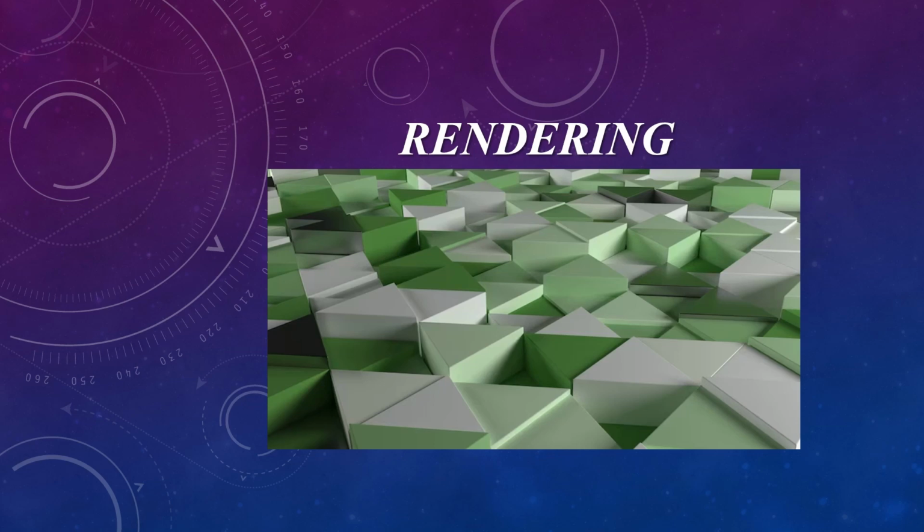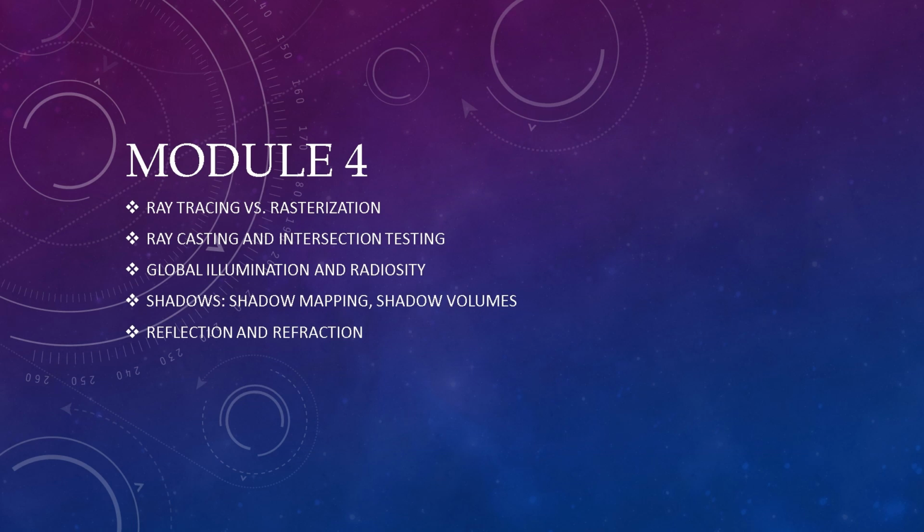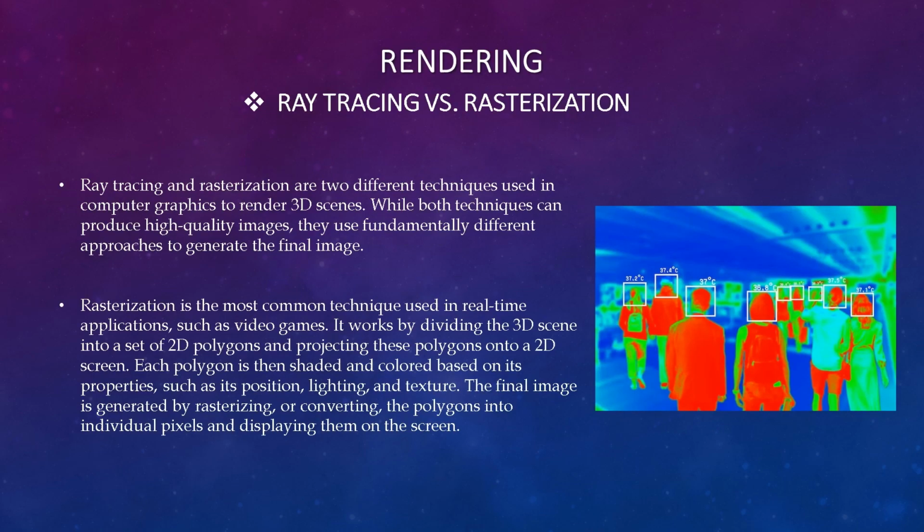Hello, today we are going to learn rendering in graphics. In Module 4 we have these topics: ray tracing versus rasterization, raycasting and intersection testing, global illumination and radiosity, shadows, shadow mapping, shadow volumes, reflection and refraction.